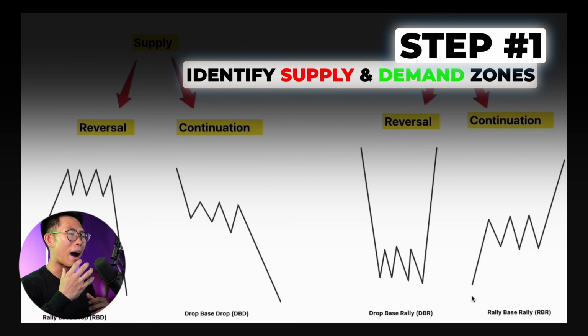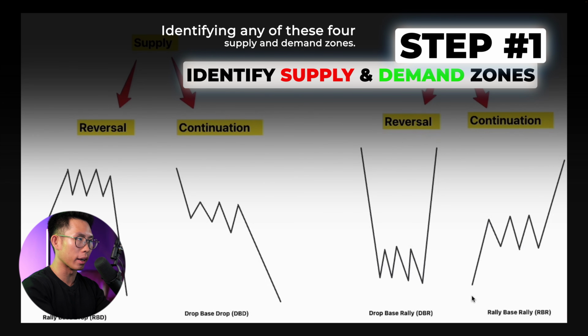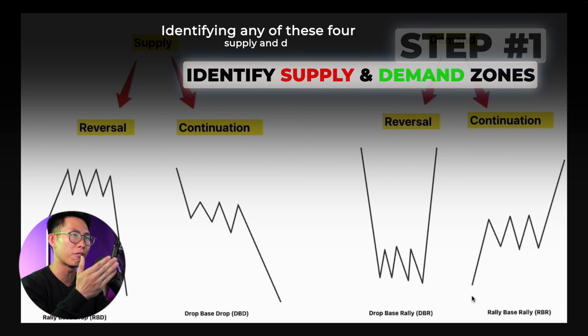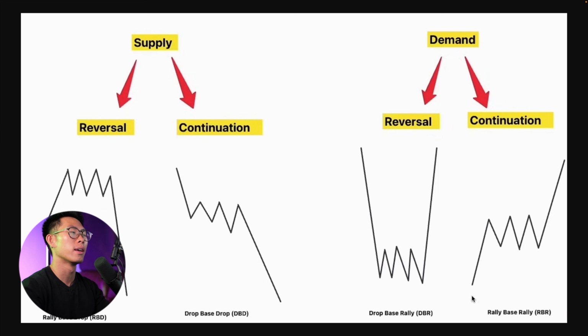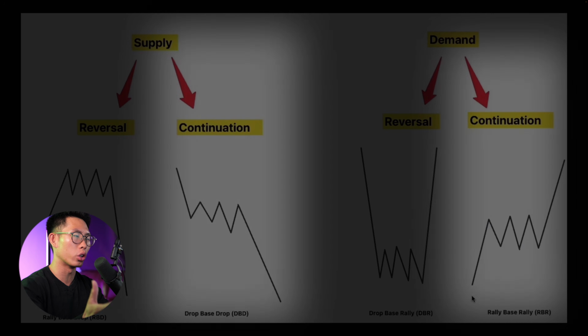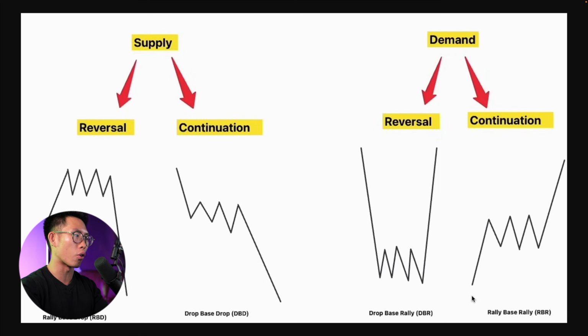The first step is to identify your supply and demand zones, and you can do that by identifying any one of these 4 types of supply and demand zones. So as you can see, there are reversal and continuation zones. Let's go from left to right.